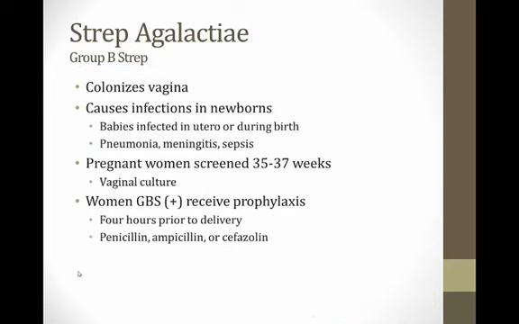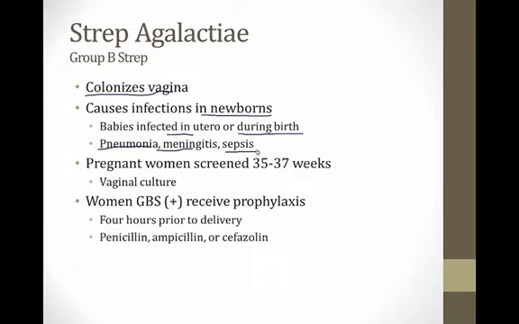The most important thing to know about Group B strep in terms of infections is that it colonizes the vagina, so it causes infections in newborn babies who pass through the birth canal. Babies can get infected either in utero or during birth, and for this reason it is one of the common causes of pneumonia, meningitis, and sepsis in newborn babies.